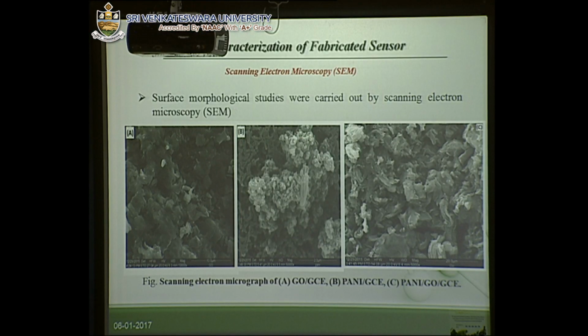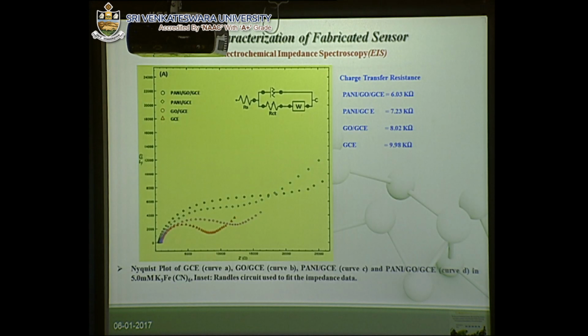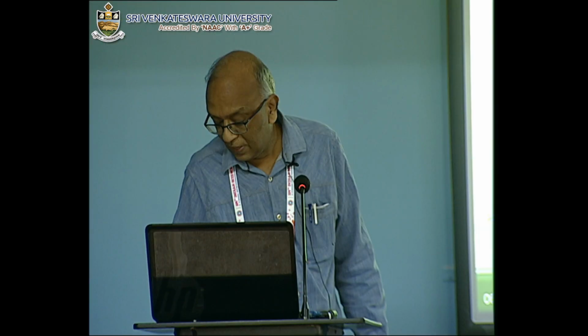Here is a Raman spectra, then the SEM, showing how they differ when the oxides and nanographenes are incorporated in the polyaniline nanocomposite. This is the characterization of the fabricated sensor by electrochemical impedance spectroscopy. It clearly tells how, with the incorporation of graphene oxide and glassy carbon electrode, the conductivity is increasing and resistance is being decreased. So this is very helpful in characterization of the developed sensor.